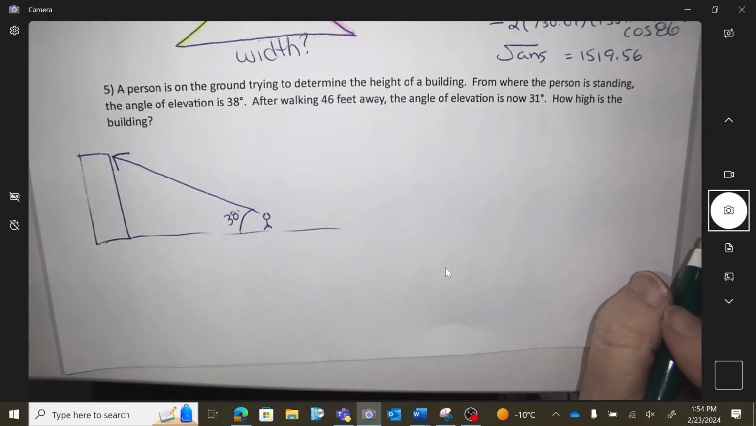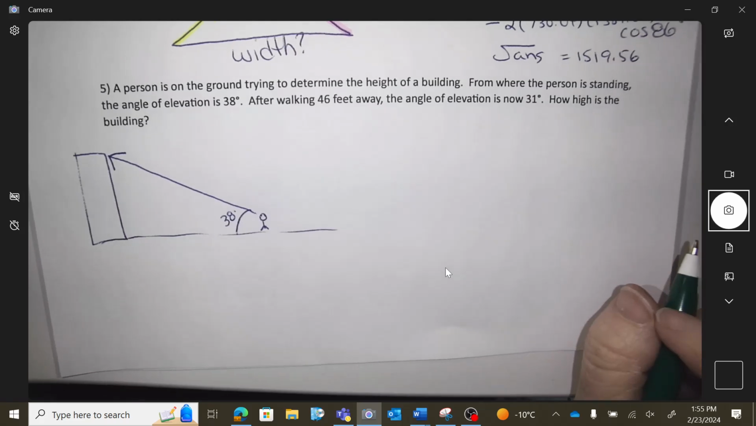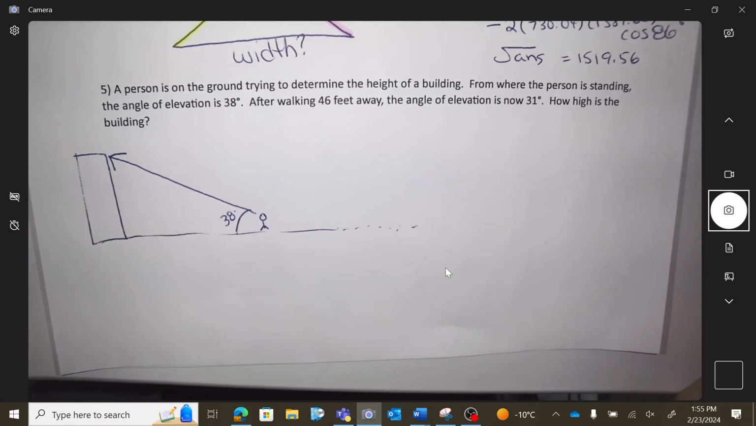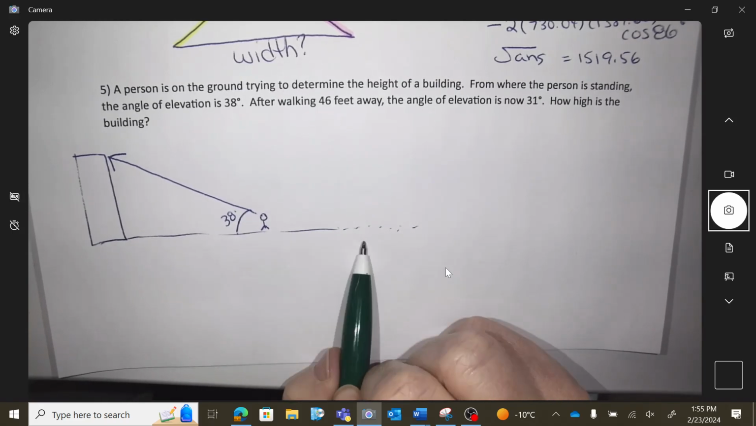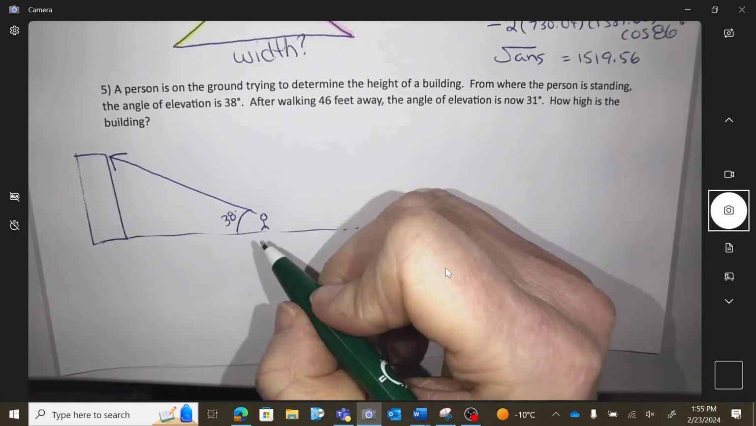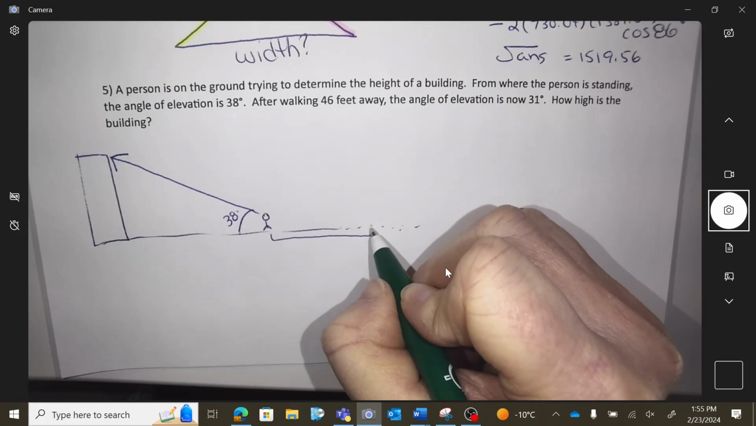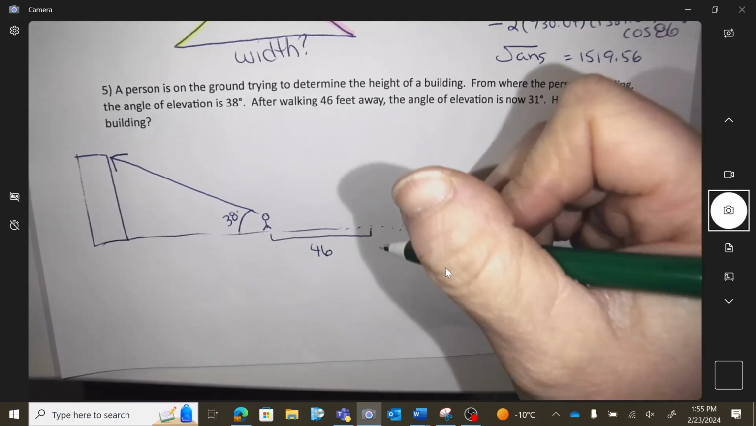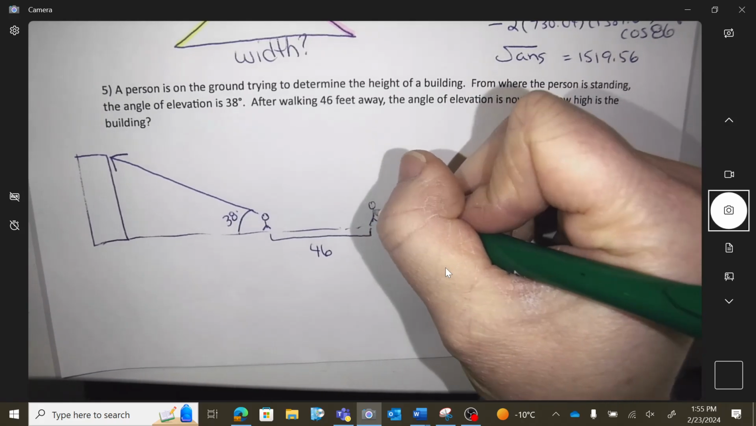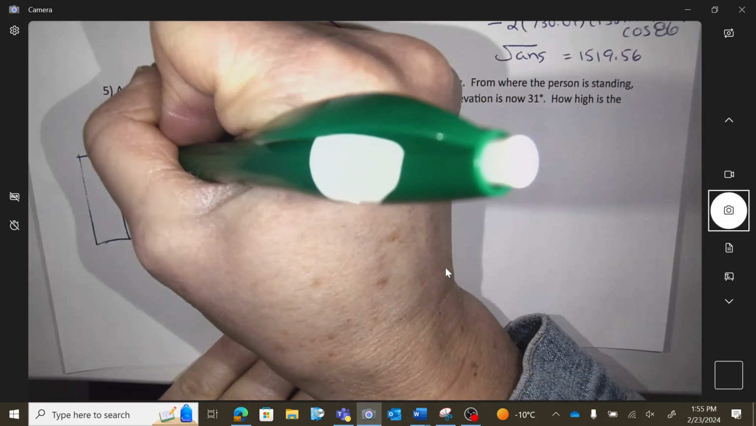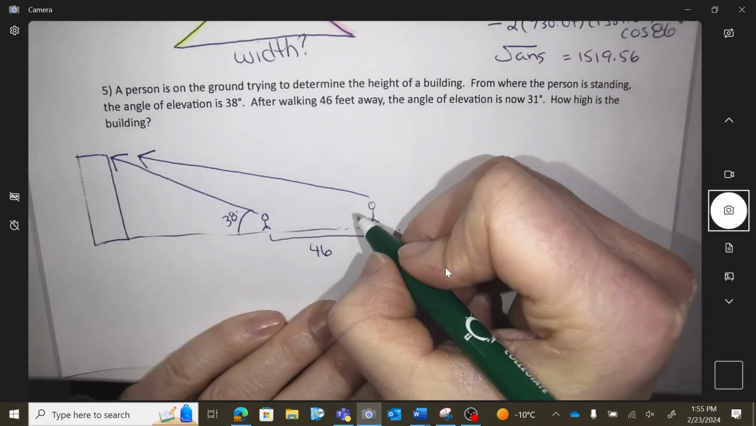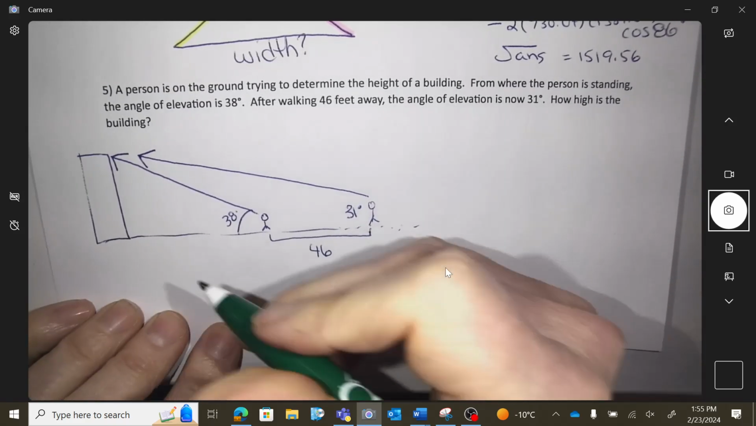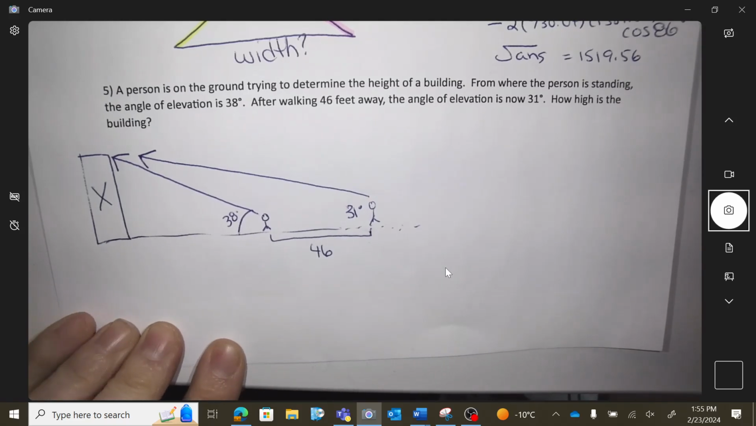And then what did we do? Fabi and Hunter, they held that tape measure on the ground, right? And then we went 46 feet away. And then Sean and Carlin were looking at the angle again to be 31 degrees. So how tall is the building?